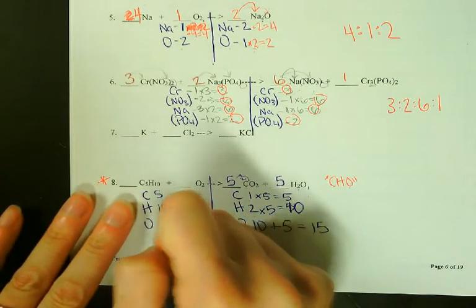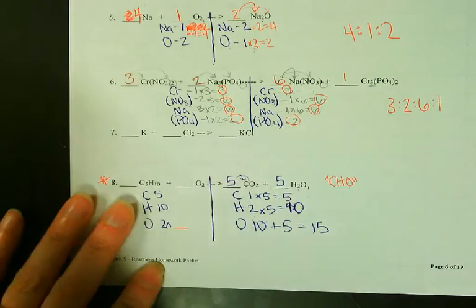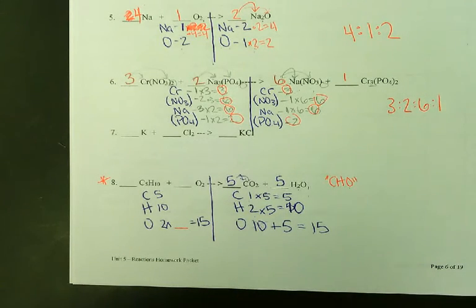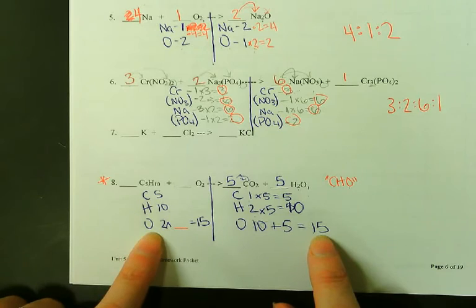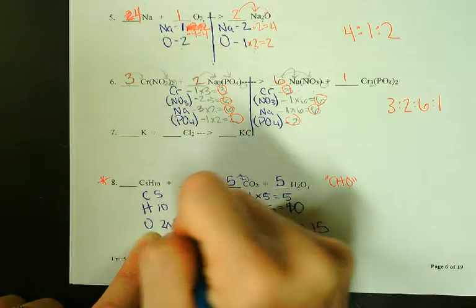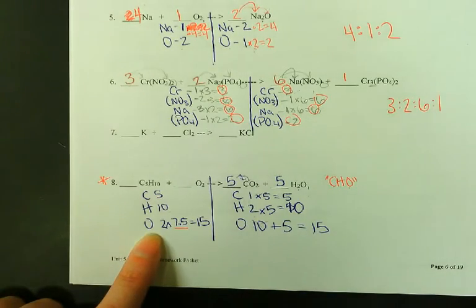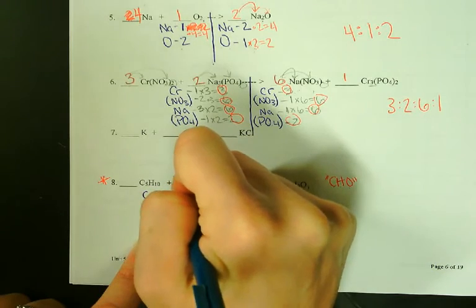So for CHO reactions, we told you in class, in our notes, to balance the carbon, balance the hydrogen, and then balance the oxygen no matter what. So I'm going to balance this oxygen. I'm going to make this into a 15, even though I would have to multiply it by 7.5 to do that. 7.5 plus 7.5 equals 15.